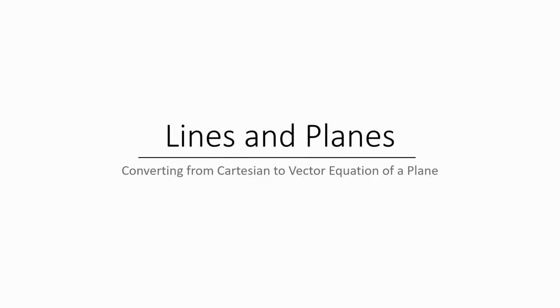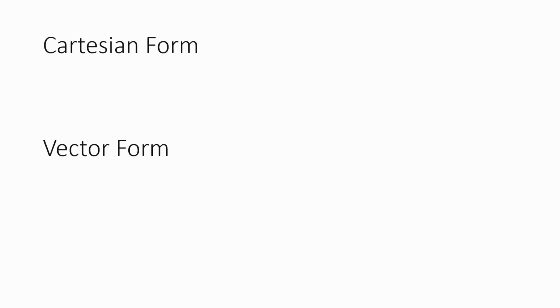Welcome to a video on converting from Cartesian equations of planes to vector equations of planes. First, let's remind ourselves what the Cartesian equation and vector equation of planes look like. Cartesian equations are made entirely of scalars. It's the set of all points x, y, z that satisfy the equation ax + by + cz + d = 0, where a, b, c, and d are usually just integers.